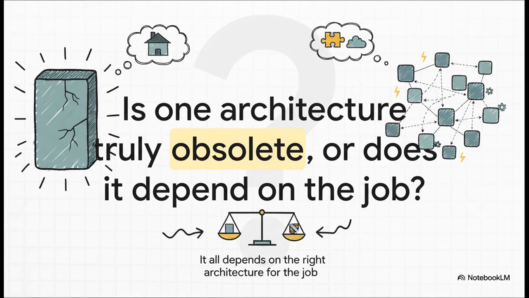And that brings us to our final question. We've just traced this incredible evolution from clunky monoliths to these complex, elegant microservice ecosystems. So does that mean the monolith is officially dead? Is it obsolete? Or is there still a time and a place for a simple, all-in-one application? Maybe the real takeaway isn't that one is always better than the other, but that the secret is choosing the right tool and the right architecture for the job at hand.